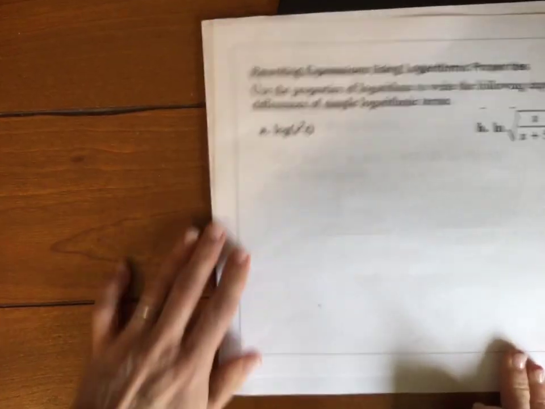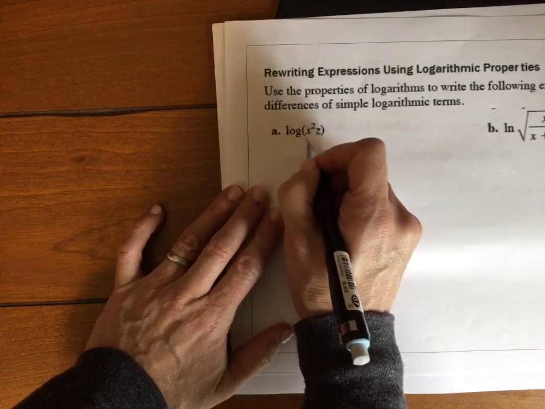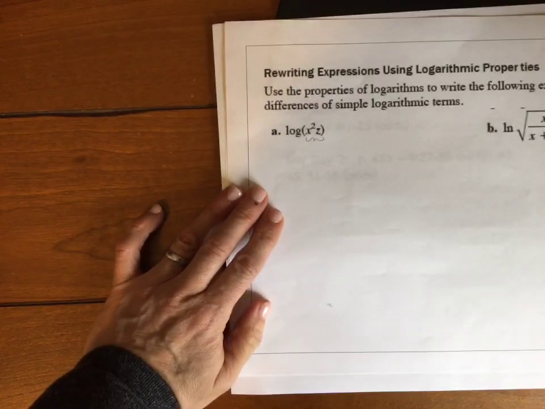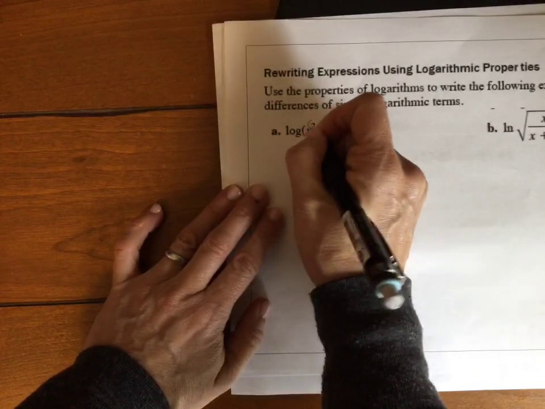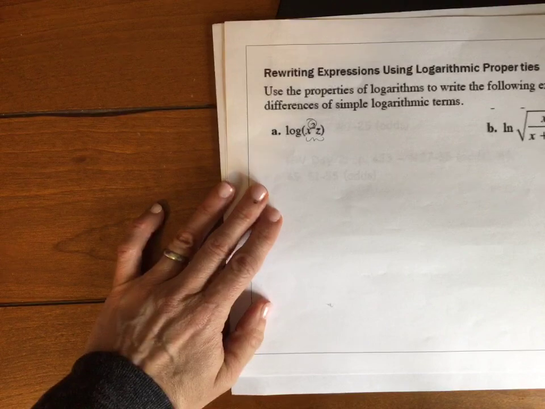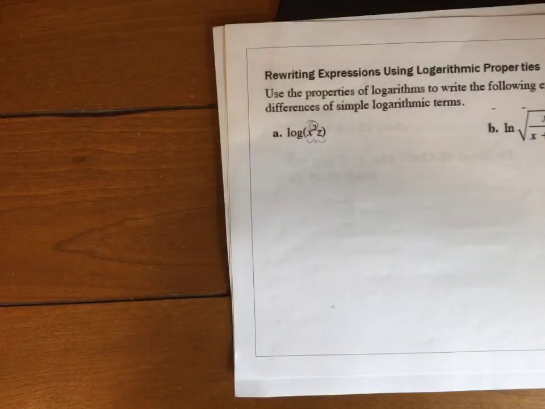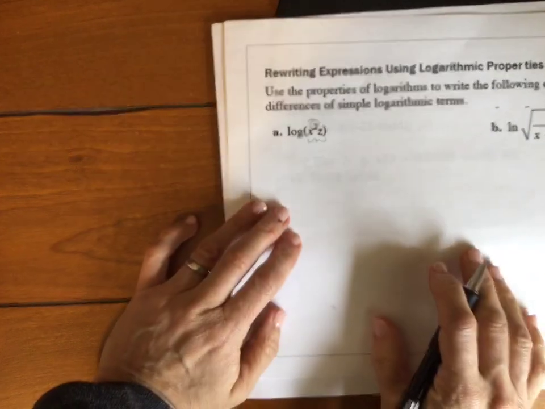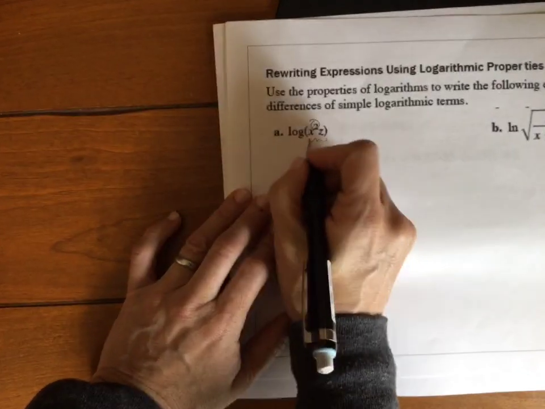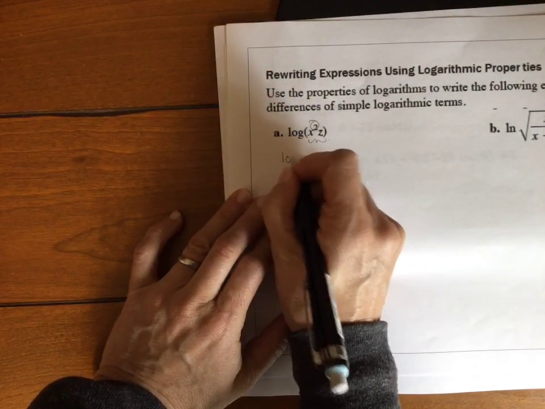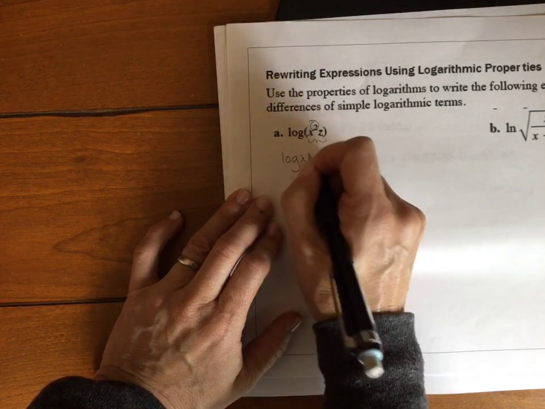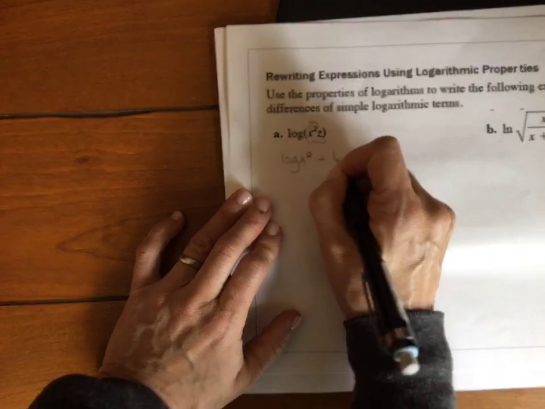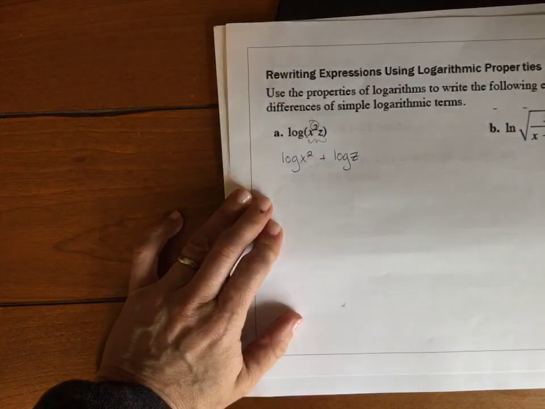And if we look at our example A, I can see I have the product property going on because I have x squared times z, which means I'm going to have some addition, but I also have this exponent. So I'm going to work backwards. I'm going to split up my two terms of x squared and z first, knowing that those are multiplied together. So I have log of x squared plus log of z.